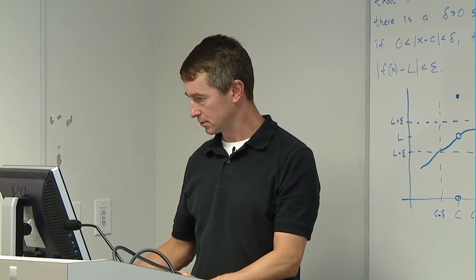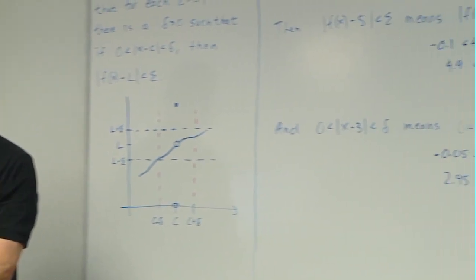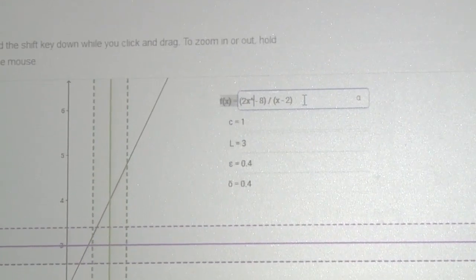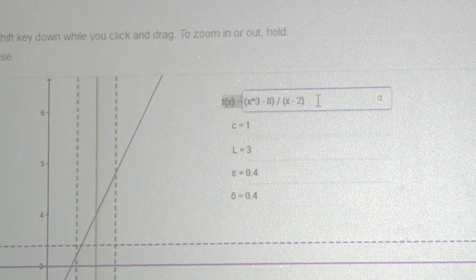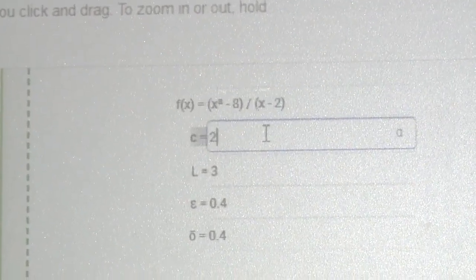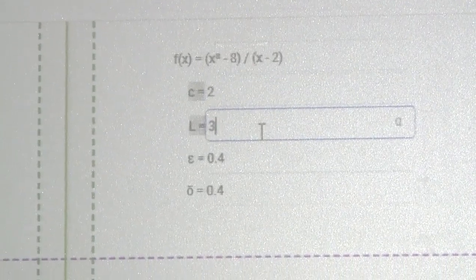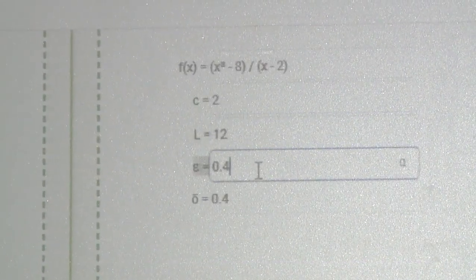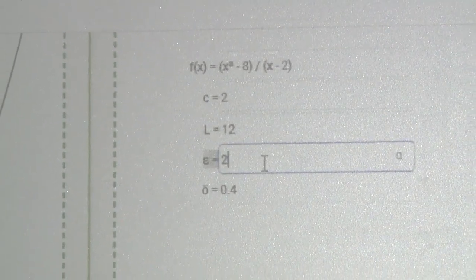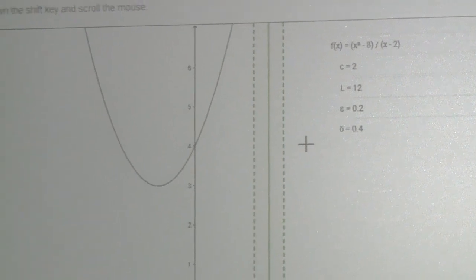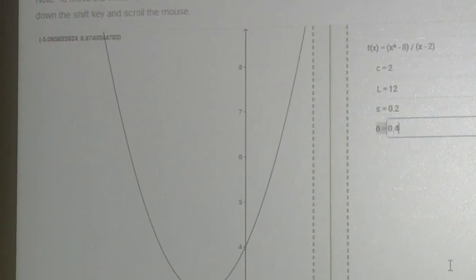OK, one more example. We also did this one last week, or you guys did, I think. x cubed minus 8 over x minus 2. Remember that one? And that was interesting at x equals 2. And based on what you guys did last week, you thought the limit was 12. So now we need to scroll up a little bit.